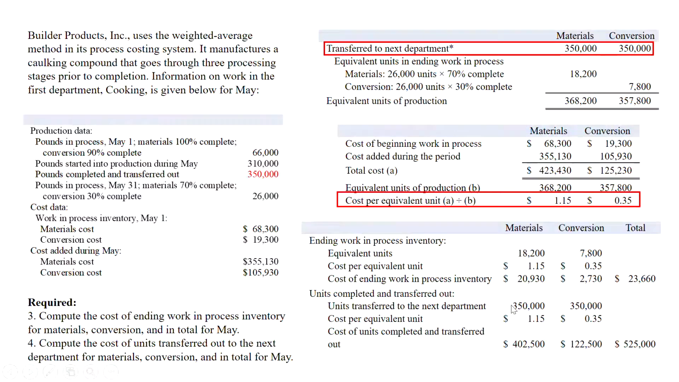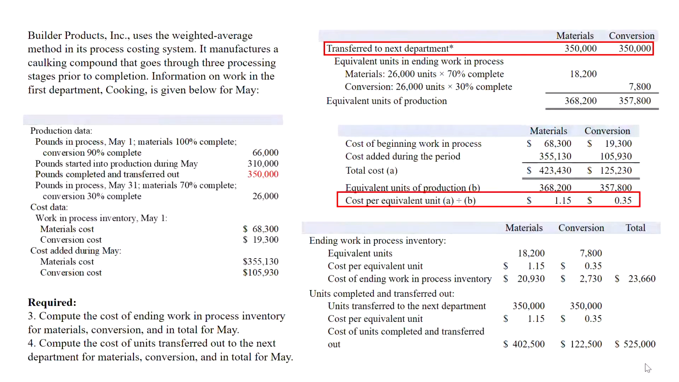Materials, 350,000 units or pounds times the cost per equivalent unit of $1.15 is the cost of material and completed units is 402,500. Similar for conversion, same number of units, 350,000, but this time times a different cost per equivalent unit of 35 cents gets me a cost of conversion in completed units of 122,500. Add that to the material, 402,500, and I get a total cost of units transferred to the next department between material and conversion of 525,000.